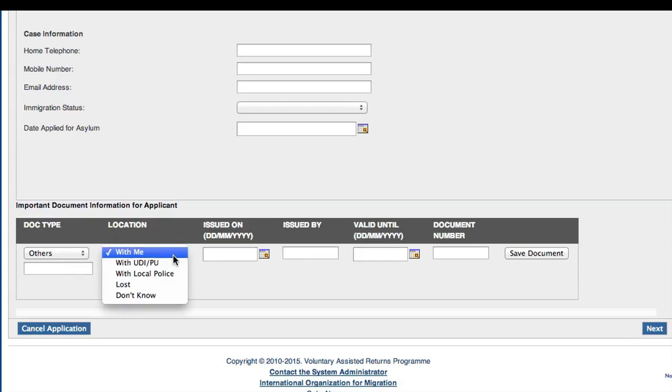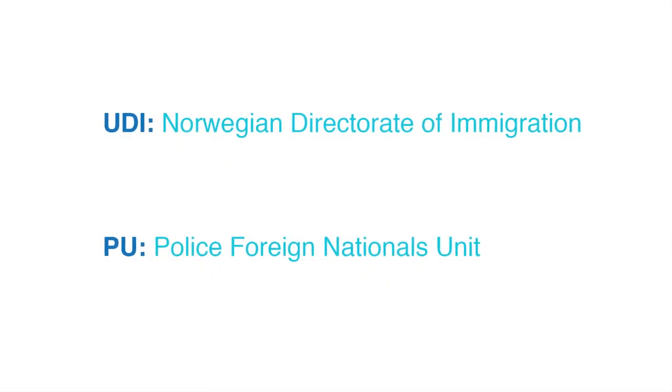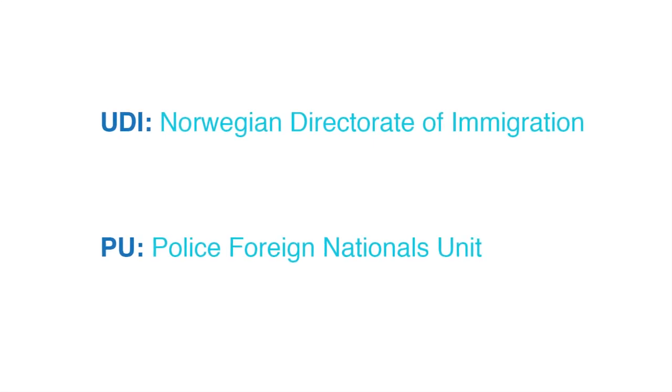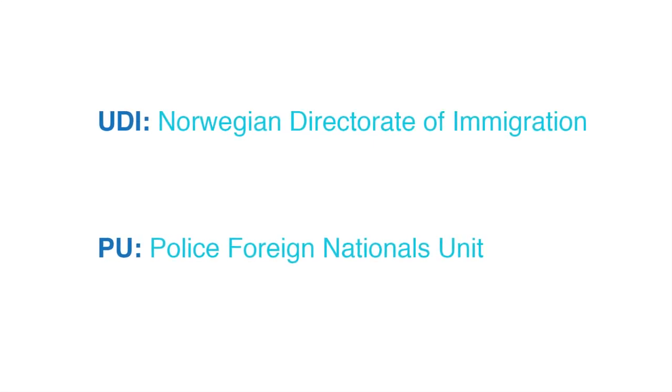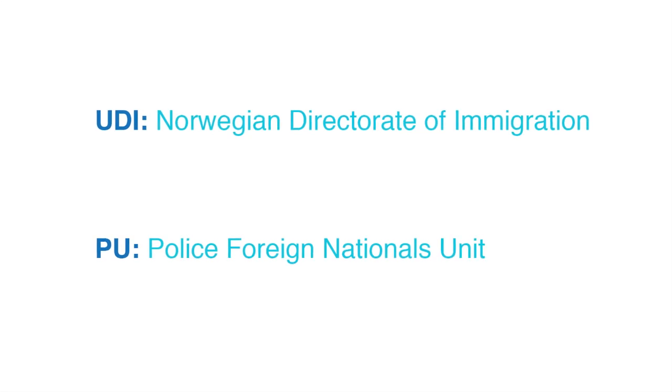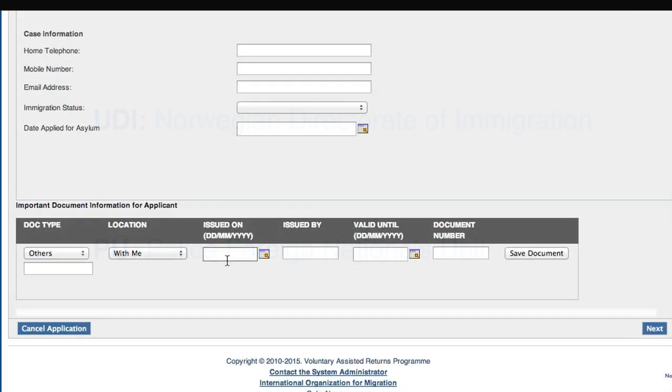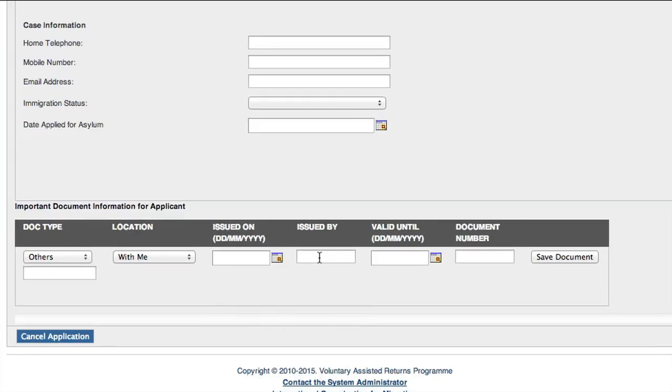Having completed the first step, click on Location. Where is the document at present? Select the correct option from the list. Remember that UDI is the Directorate of Immigration and PU the Police Foreign Nationals Unit. In the next 3 fields, give the date of issue, the name of the issuing authority, and the date of expiry for the document concerned.